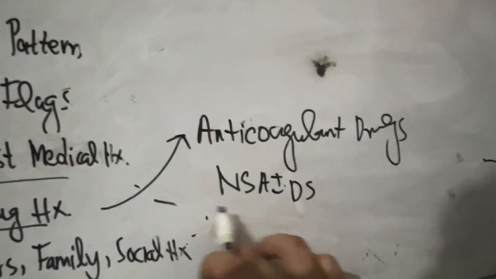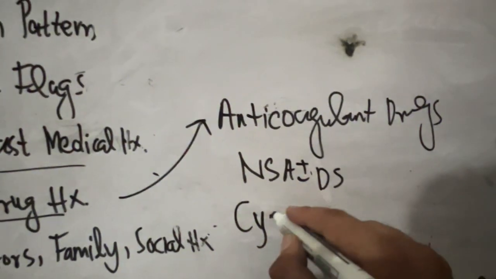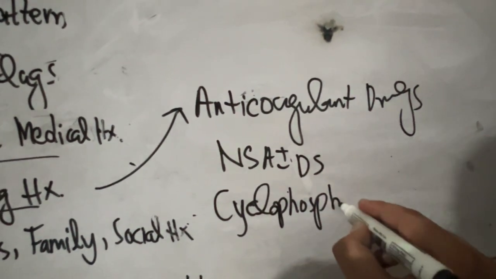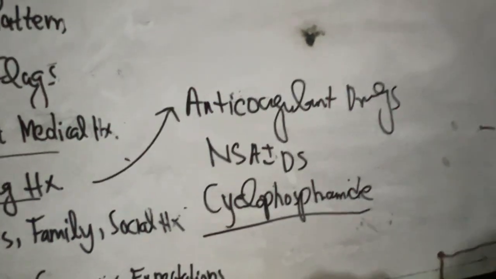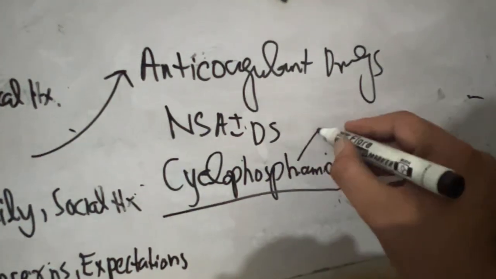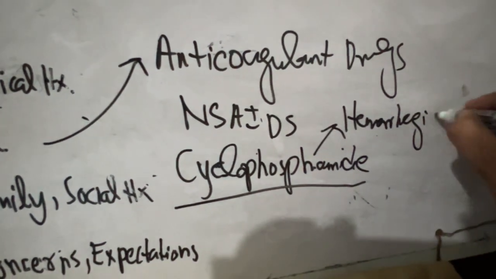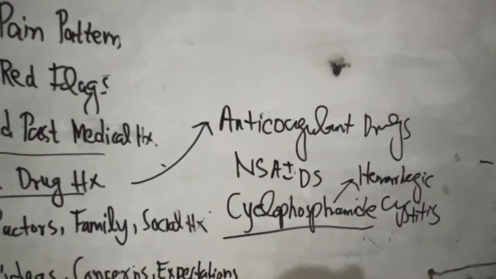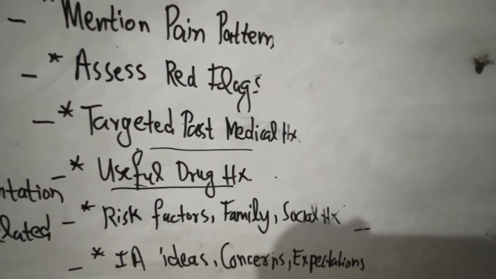We will ask about anticancer agents like cyclophosphamide. Why will we ask about the use of cyclophosphamide? Because it can cause hemorrhagic cystitis. So we will ask about some useful drugs. This is about the useful drug history.